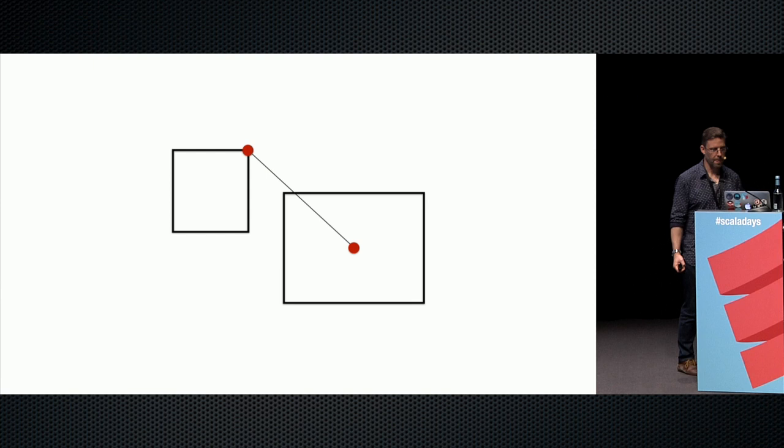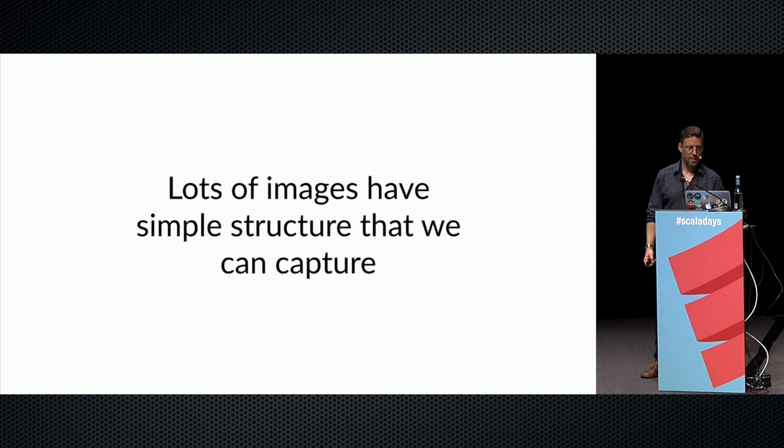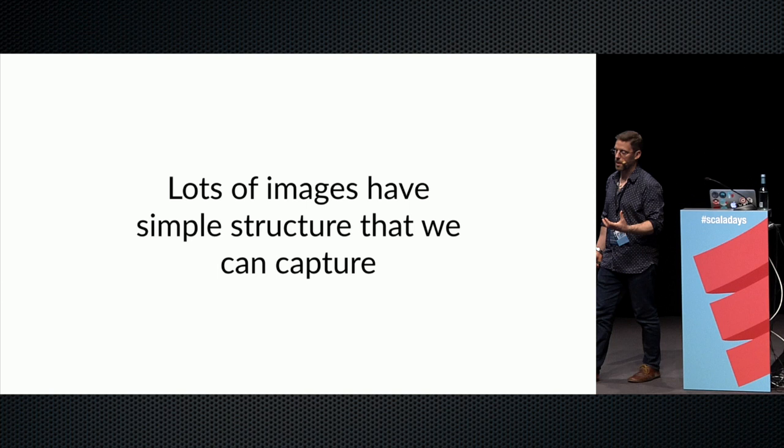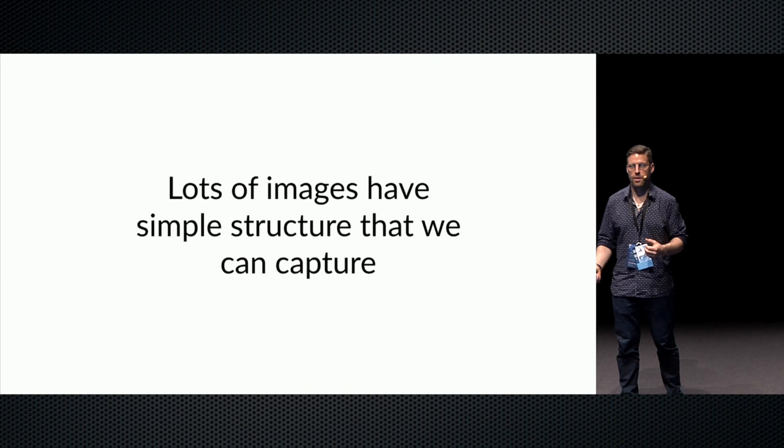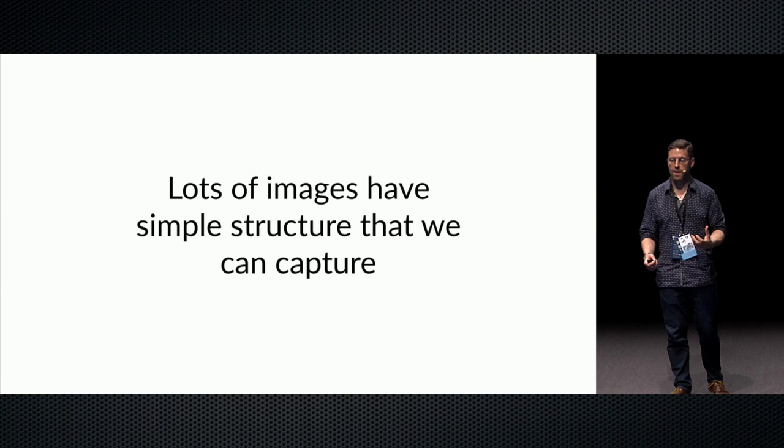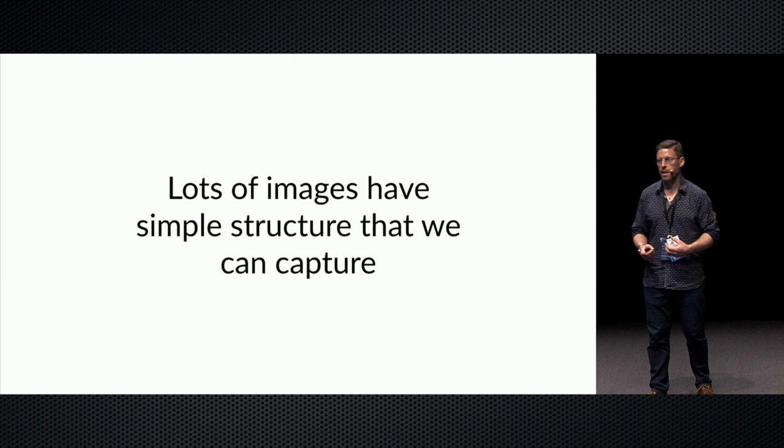Okay. So lots of images have this kind of simple structure that we can capture. A lot of fractals have this structure. We use Doodle in Creative Scala. Some of you might have seen the Ignite talk I gave yesterday. And you can use this to express lots of fun things. You can use it for these very structured images like you have in the charting example.